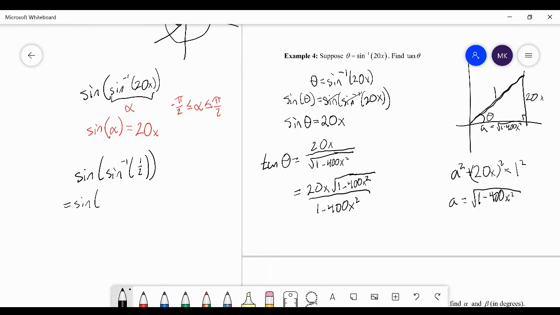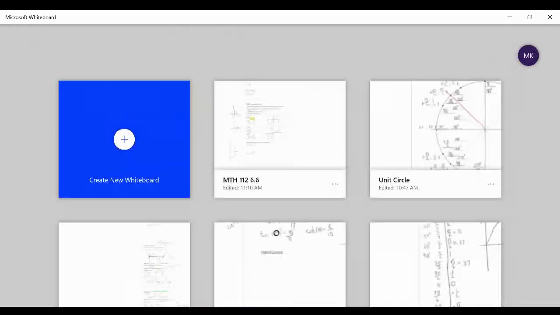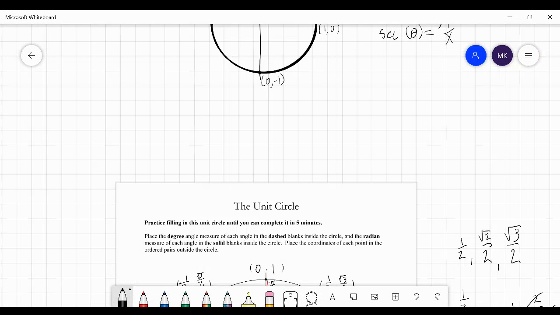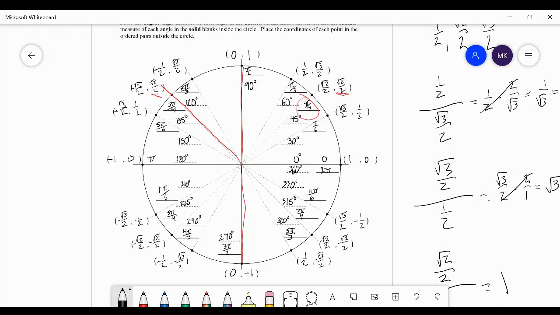Well, inverse sine of 1/2 is going to give us what? Okay. Inverse sine of 1/2 is going to give us pi over 6. And the reason why is if we look at our unit circle, right? I'll go back and we'll show it on here. Okay. So I'm looking for an angle between negative pi over 2 to pi over 2 such that its y value is 1/2, and we see, hey, that's pi over 6.